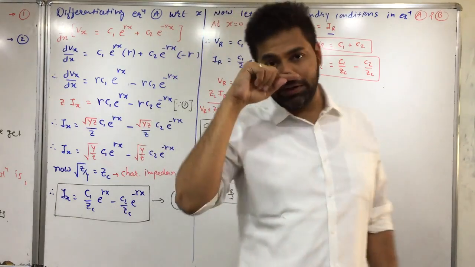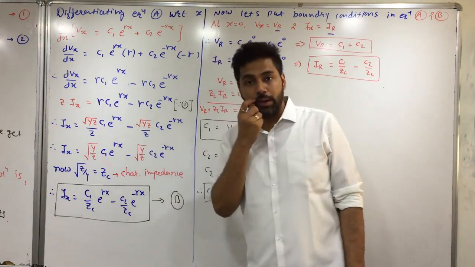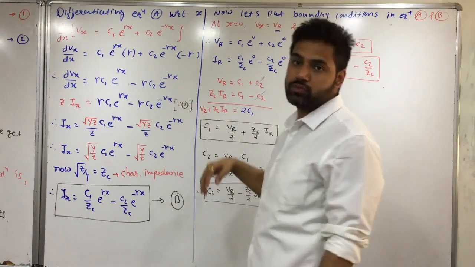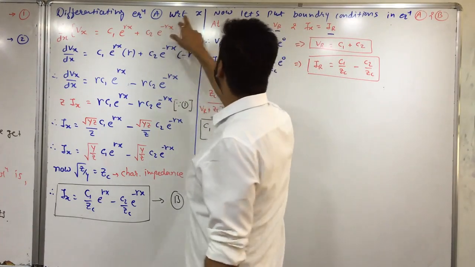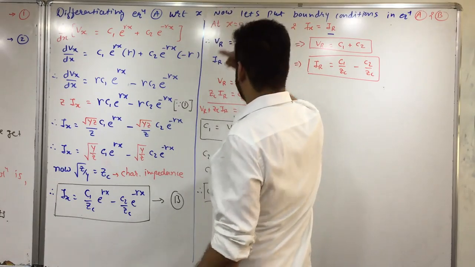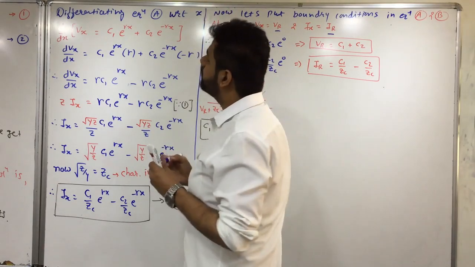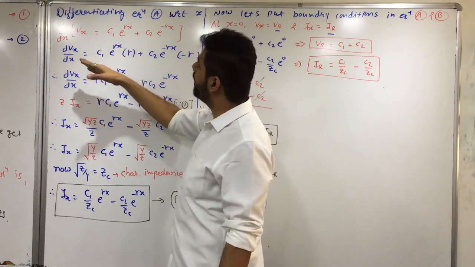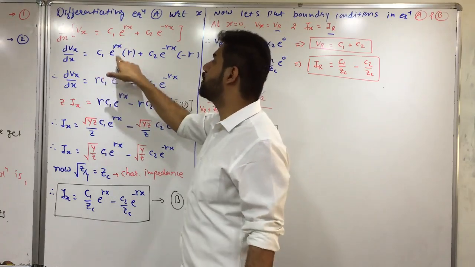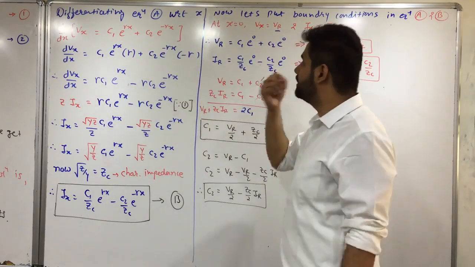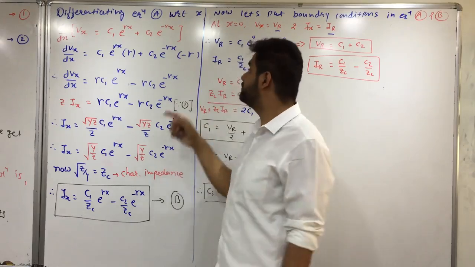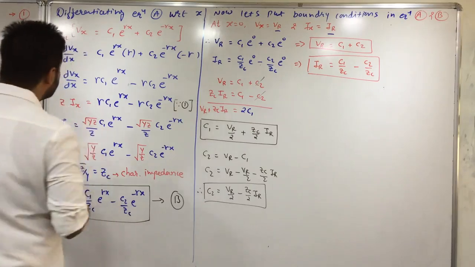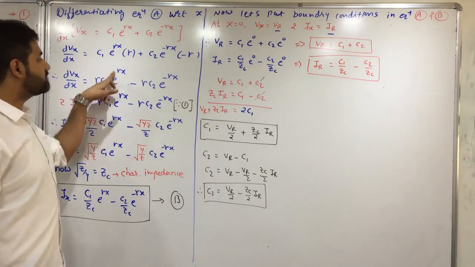Well friends, we have understood that gamma is a propagation constant, and we have got the first equation: Vx is equal to C1 e raised to gamma x plus C2 e raised to minus gamma x. Now differentiating equation A with respect to x, we'll get d by dx of Vx. C1 will come outside, differentiation of e raised to gamma x is e raised to gamma x into gamma, plus C2 as it is, and differentiation of e raised to minus gamma x is e raised to minus gamma x into minus gamma. So we have got dVx by dx, which is equal to gamma C1 e raised to gamma x minus gamma C2 e raised to minus gamma x.